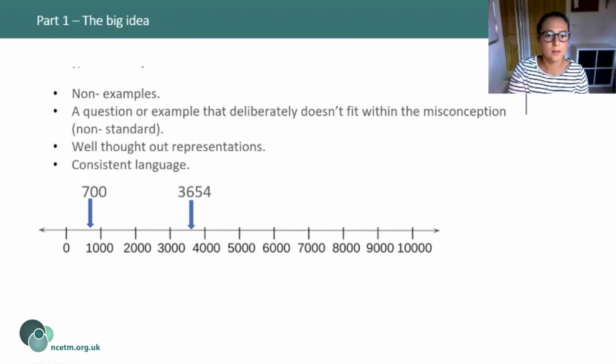And I think lots of misconceptions can really be addressed with some well thought out representations and really consistent use of language. So, for example, this 3,654 rounding to 700, if we put those numbers on a number line, we can see that 700 isn't actually very close to 3,654, and they actually mean 3,700 rather than just 700. So some really clear and consistent representations that we can be fluent with and use flexibly are a good way to address lots of the common misconceptions.